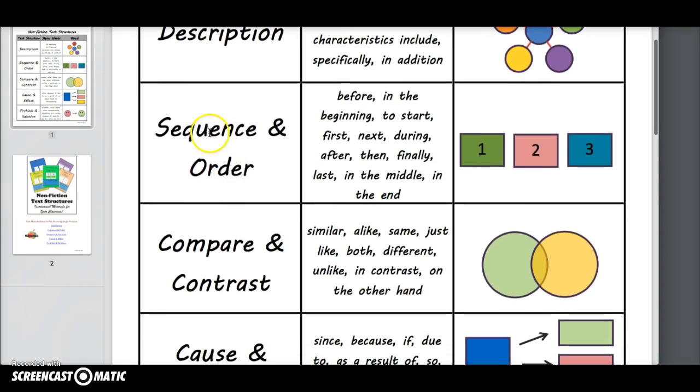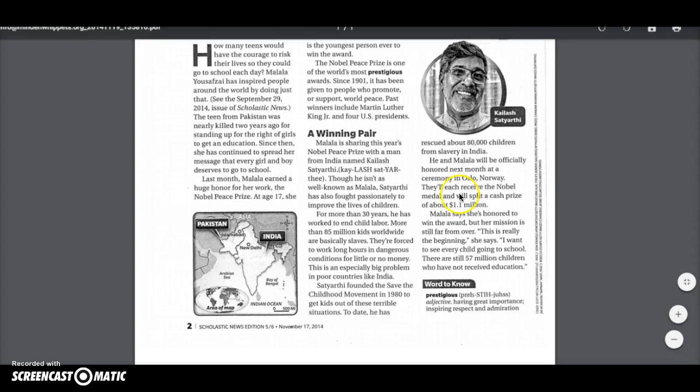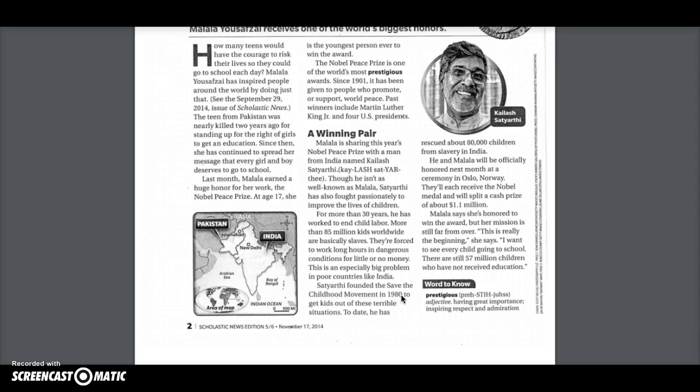The next one is sequence in order. Did my author organize the information in time order? Was it really focused on events happening in time? Well, if I look back at my article, I noticed that it's not really going in time order, because 2014 is here, since 1901 this happened, this was started in 1980. So I don't think this is chronological order, because my author doesn't seem to be really focusing on presenting things in the order that they happened.